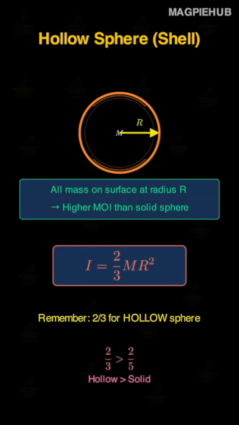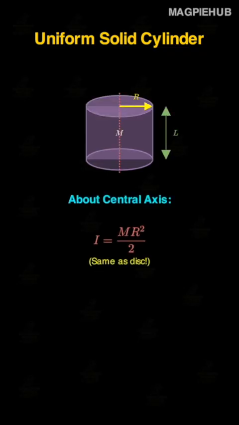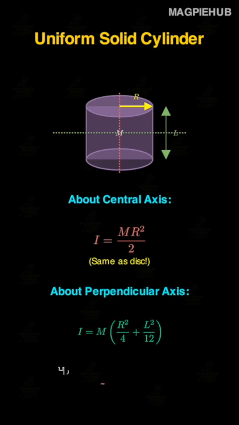The uniform solid cylinder of mass m, radius r, and length L. The cylinder has 2 important axes to consider. About the central longitudinal axis, I equals mr squared divided by 2. Notice, this is exactly the same as a disk. The length doesn't matter for this axis because each cross-section is a disk.